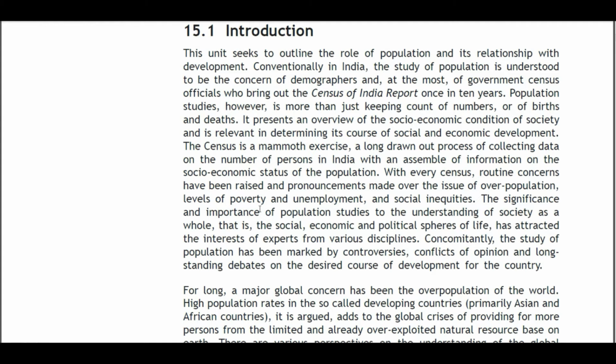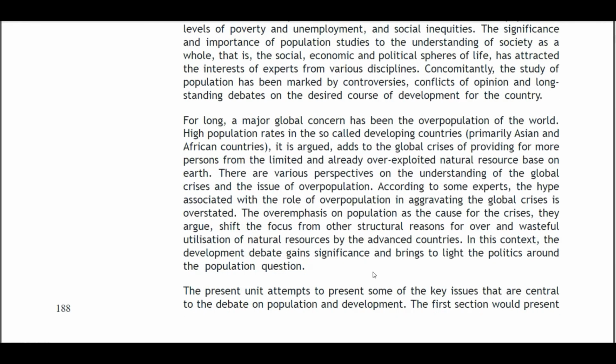The significance and importance of population studies to the understanding of society as a whole, that is the social, economic, and political spheres of life, has attracted the interest of experts from various disciplines. Concomitantly, the study of population has been marked by controversies, conflicts, and opinion and long-standing debates on the desired course of development for the country.